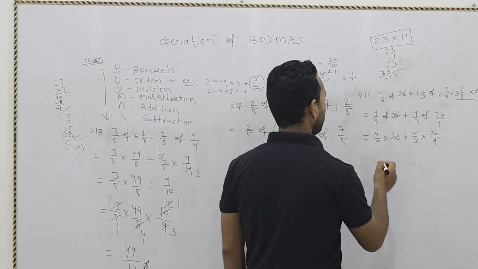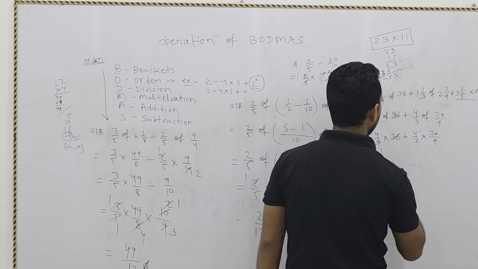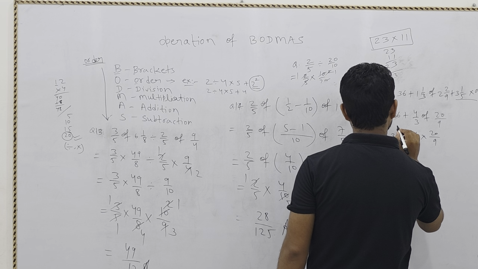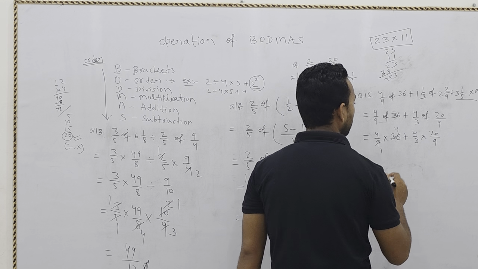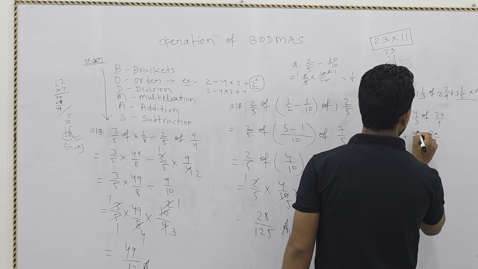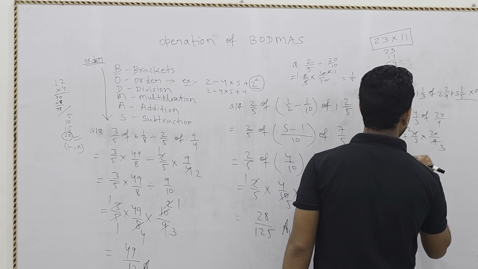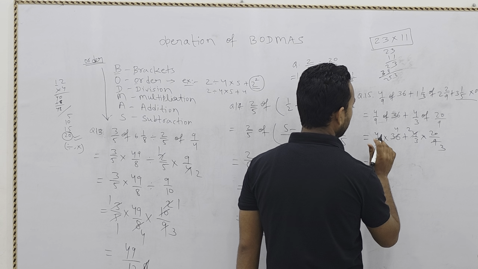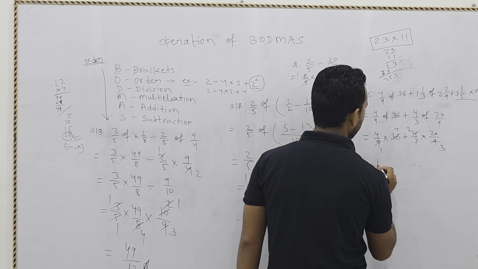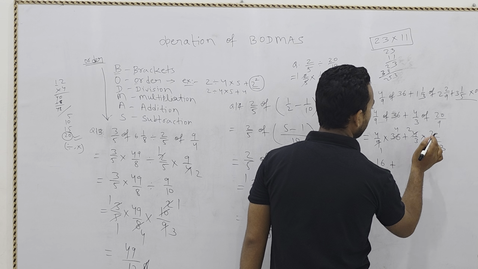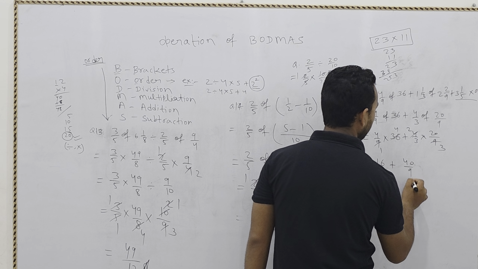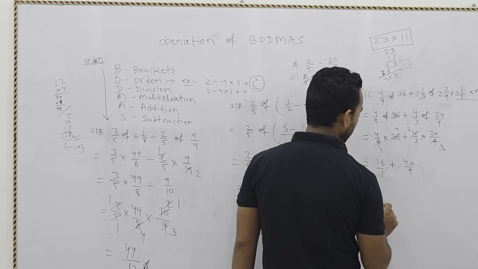Now you can see in the table of 2 it will come how many times? 4 times. Now it will come here, in the table of 2, 2 times 9. Now what is rest? 4 multiply 4 is 16, plus this multiply this 40, and this is 9, nothing, then 1.